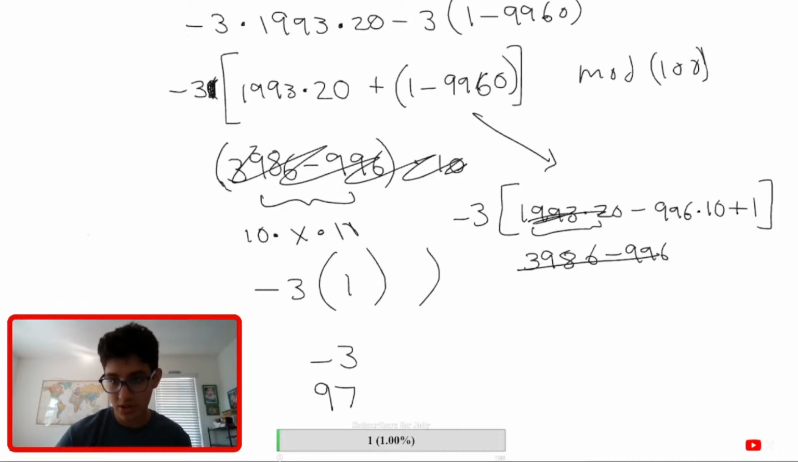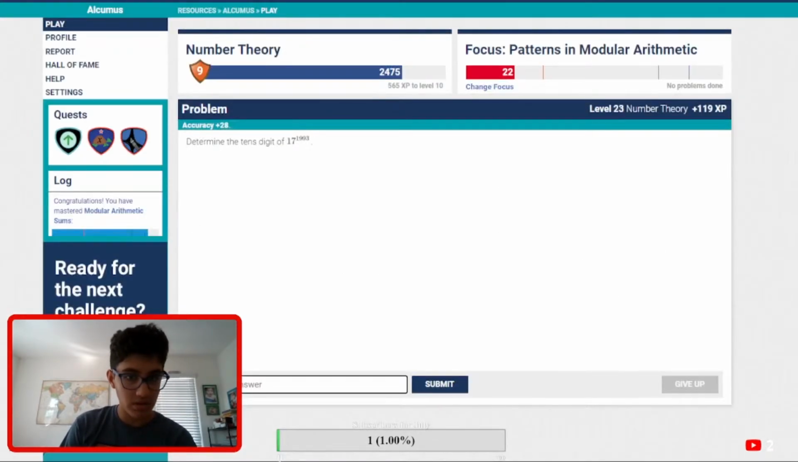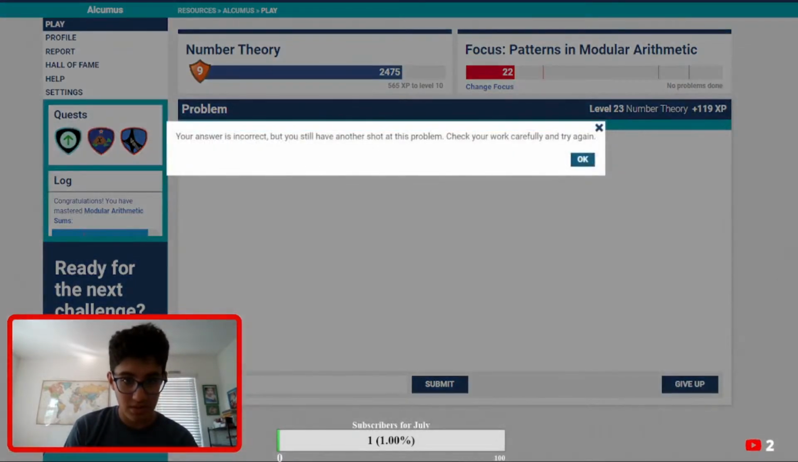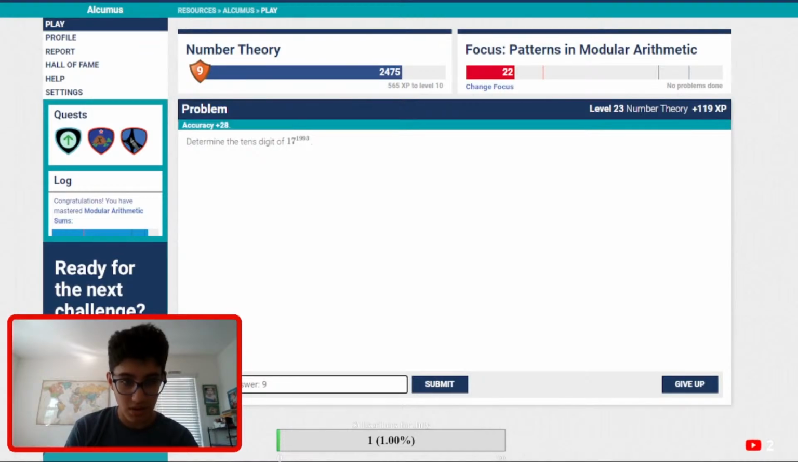So all of this becomes 0. So it's just negative 3 times 1. So that will be 97, because it's negative 3 mod 100. Right? So it should be 97. Yeah. Let's put it in and see. Okay, it's wrong. The tens digit.